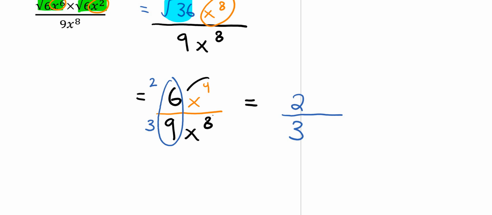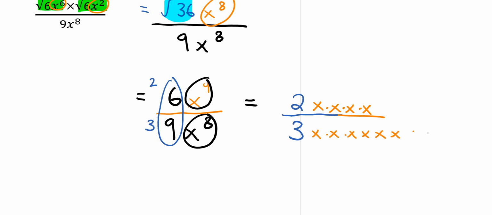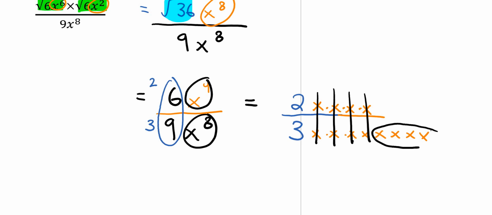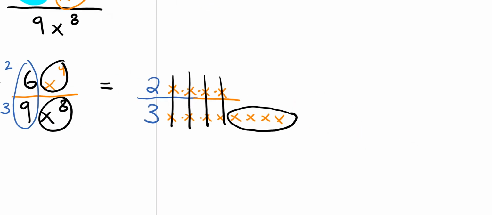And if I have x to the power of 4 and x to the power of 8, well, if I expand the numerator, I have 4 x's. And then on the bottom I have 8 of them. And what's basically happening is you're just getting rid of all the common ones, and you'll see that you have 4 x's surviving on the bottom, keyword bottom. So the final answer here is going to be 2 divided by 3 x to the power of 4.